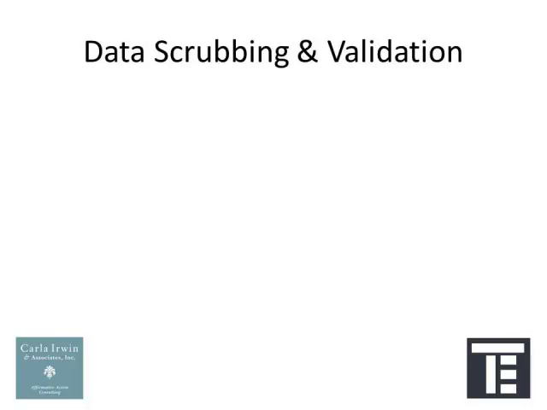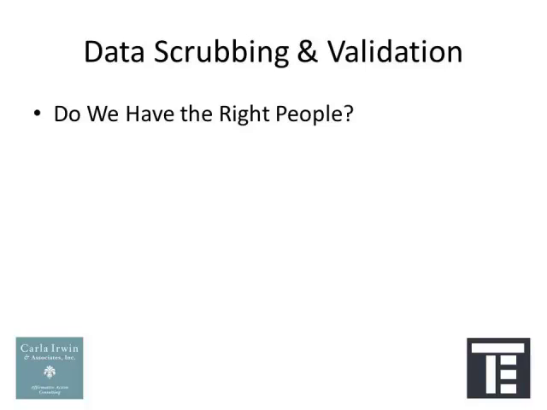Okay, now we're going to move on to data scrubbing. So we've talked to you about what kind of data you need, what kind of gaps you have, and now we're going to move on to what the steps are once you know what's missing, and even some more steps to help you identify whether you have all the right information. So the first one is: do we have the right people?